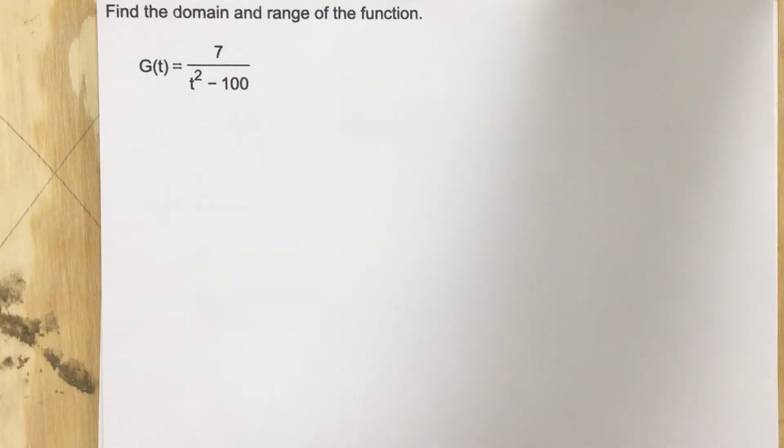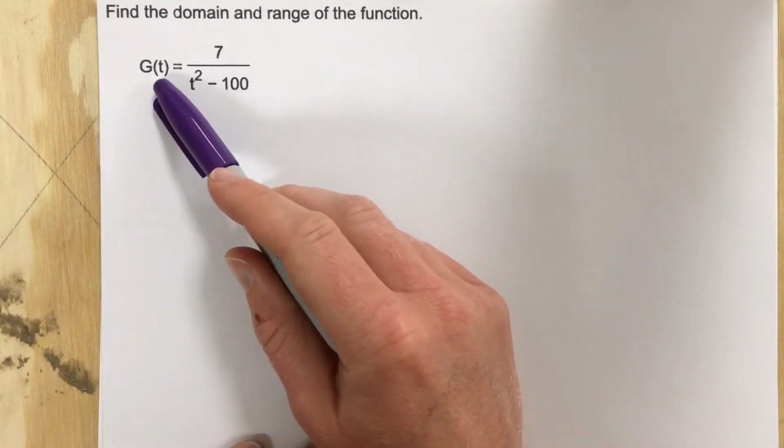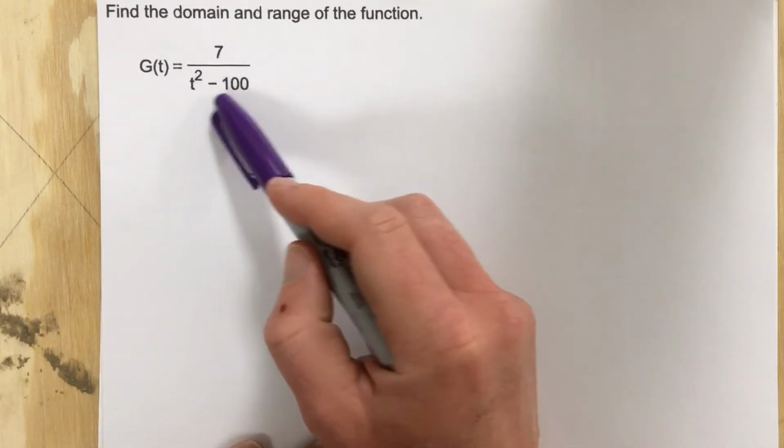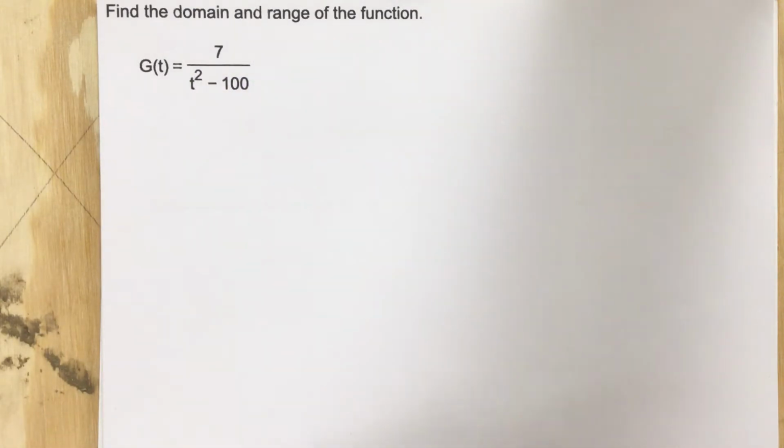This is problem number 1 for assessment number 2. In this problem it says find the domain and range of the function. And they give you a function that's rational, and on the bottom we have a quadratic. So the first thing I want to do is find the domain.